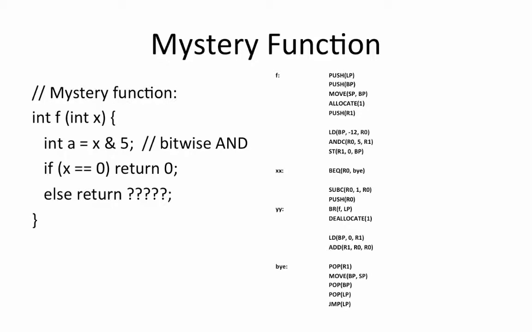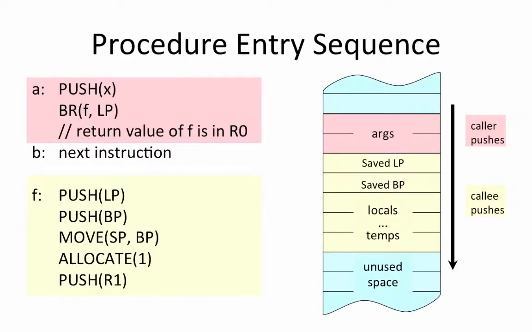We take a closer look at the various parts of this code to understand how this function, as well as procedures in general, work on the beta. The code that calls the procedure is responsible for pushing any arguments onto the stack. This is shown in pink in the code and on the stack. If there are multiple arguments, then they are pushed in reverse order so that the first argument is always in the same location relative to the BP or base pointer register, which we will see in a moment.